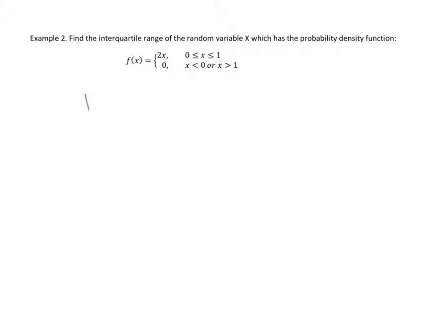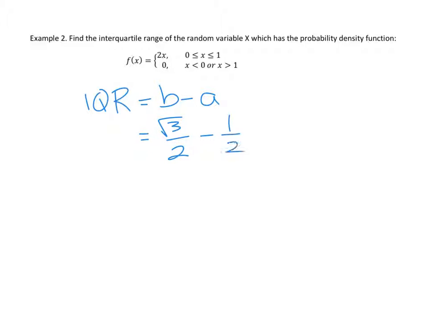And last but not least, the interquartile range is B minus A. So we had from before root 3 on 2 minus 1 on 2, which we can simplify to one single expression like so.